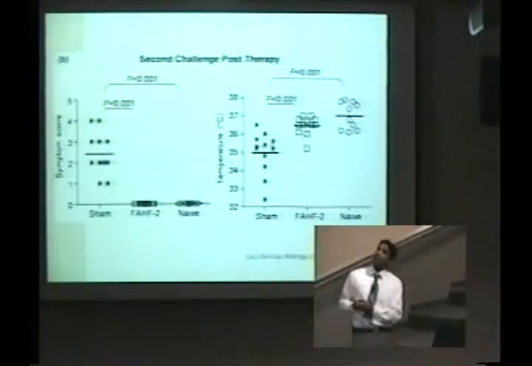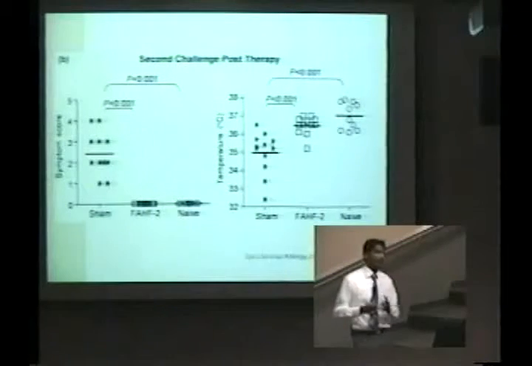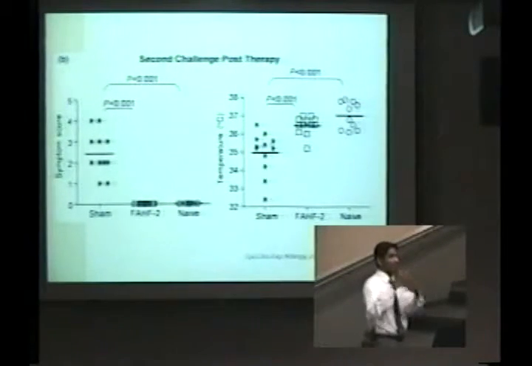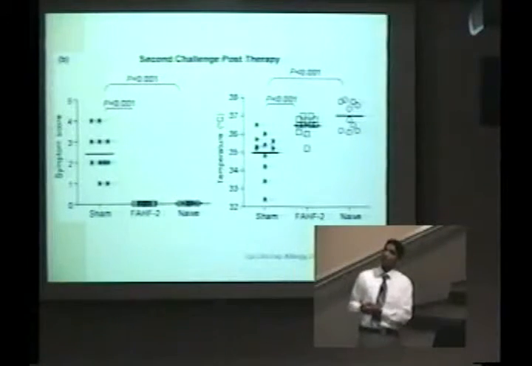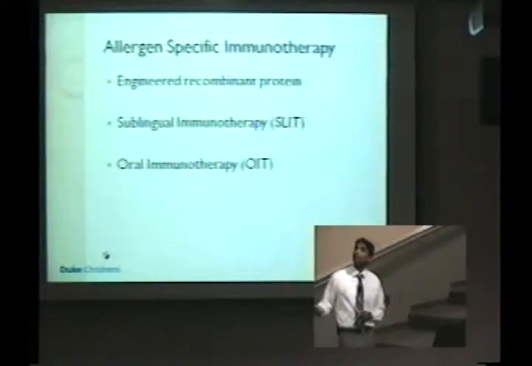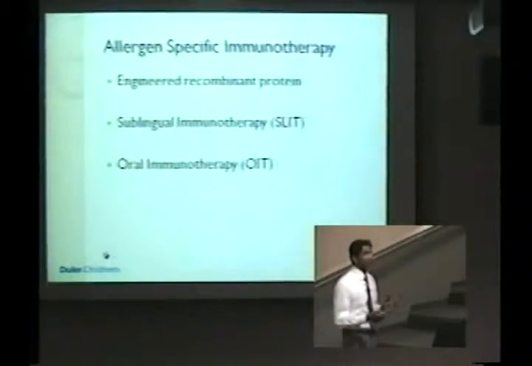And the same thing here. This is a more objective measure. It looks at core temperature, and in mice, when they have anaphylaxis, their core temperature decreases. And in the sham-treated mice, the temperature decreased, but not in the FAF2-treated mice. So that's allergen non-specific therapy.